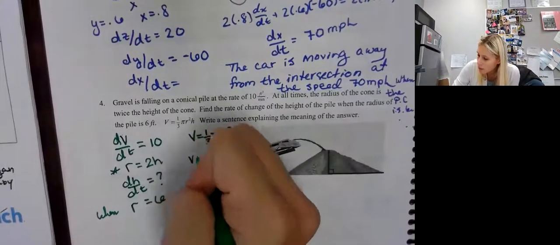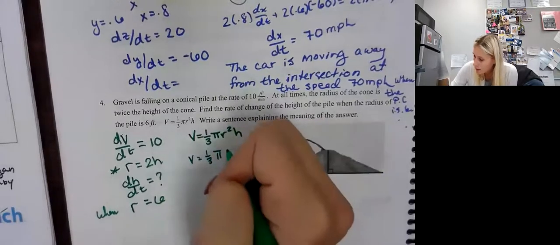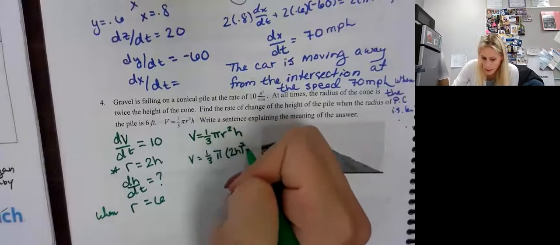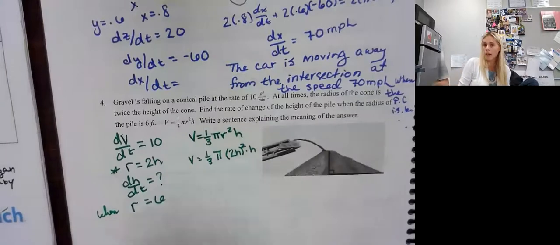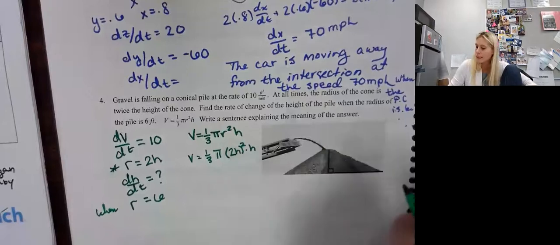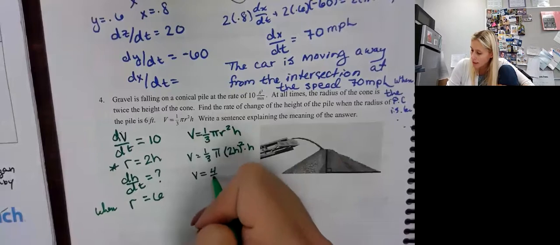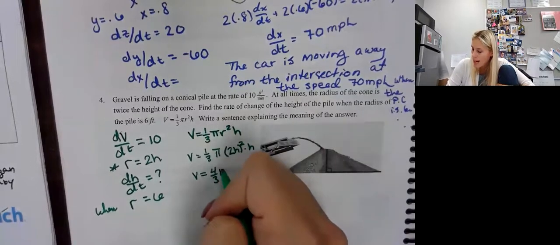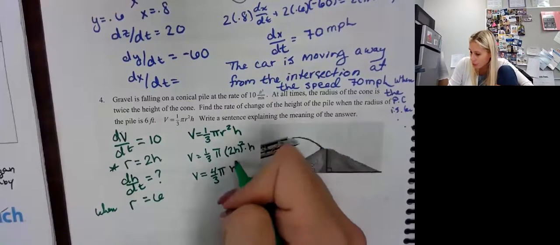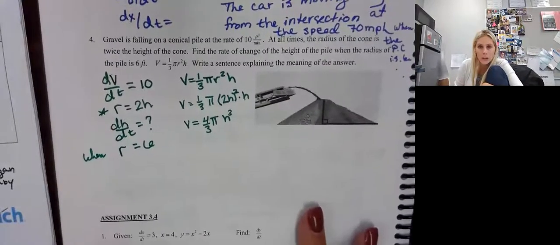So I get V equals 1/3 pi times 2h squared times h. Now be careful right here, because that 2h is squared, not just the h. So that becomes 4h squared. So I'm going to rewrite that so it looks nice. So I get 4/3, because I'm bringing that 4 times the 1/3, pi h. Well, if this is h squared and this is h, we get h cubed. Okay, this looks a little bit nicer, right?